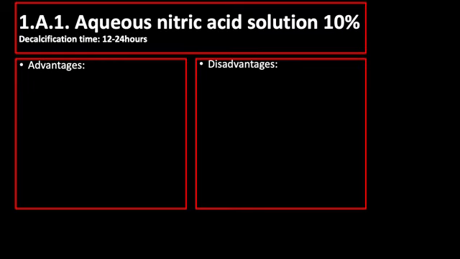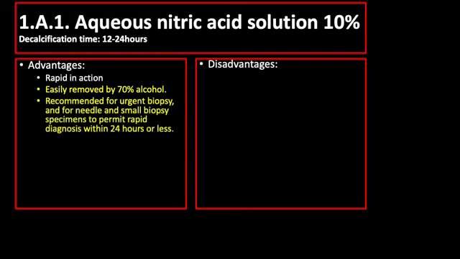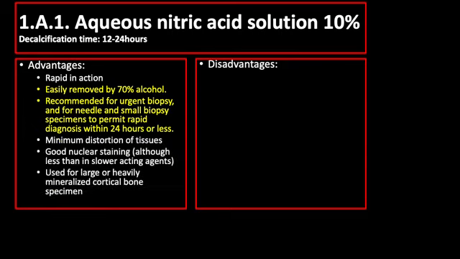So aqueous nitric acid solution 10% has a decalcification time of 12 to 24 hours with the following advantages. So advantages include rapid action, easily removed by 70% alcohol, recommended for urgent biopsy and for needle and small biopsy specimens to permit rapid diagnosis within 24 hours or less. And the other advantages are as follows.